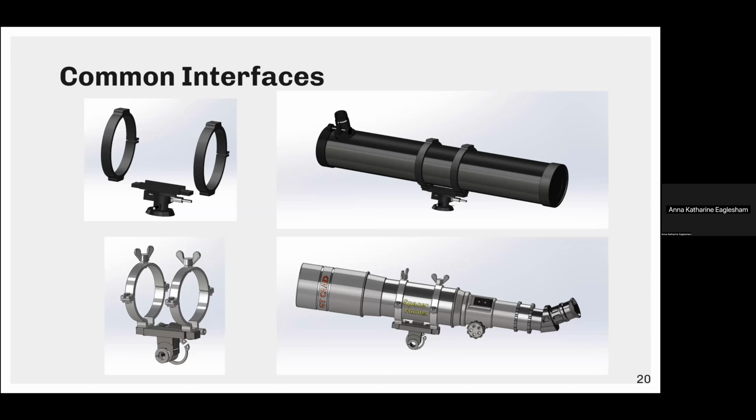The interface between the consumer groups we looked at was between the mount and the telescope tube. Their designs were again similar in nature, but the interfaces are more complex for a scientific-based telescope.